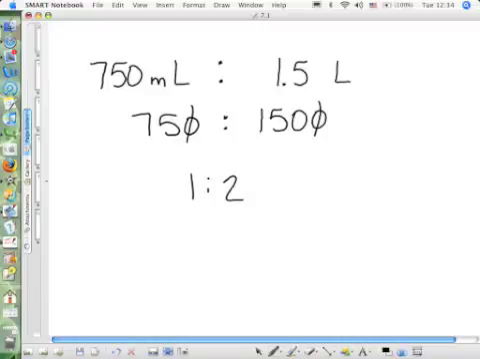Think about anytime you're dealing with 25, 50, 75, 125, 150. Think of money. Think of quarters. That's how I always do it. I just pretend it's money. Okay? 1 to 2 is that ratio.